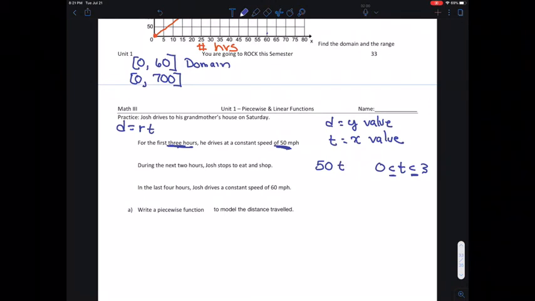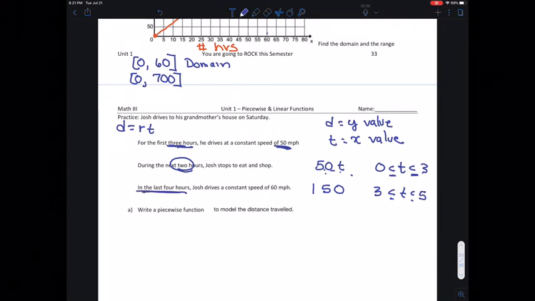Then the next 2 hours, I'm stopped. So the next 2 hours would go from 3 to 5, and I haven't gone anywhere. So where was the last place? I've already traveled 50 times 3, which is 150 miles. So for 3 to 5 hours, I'm stuck at 150 miles.